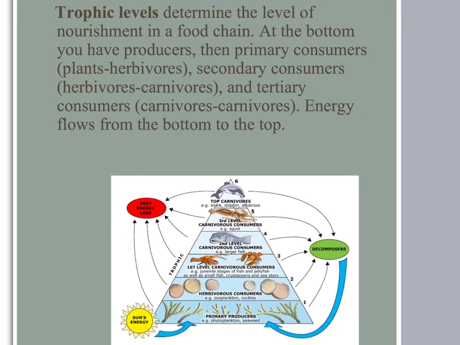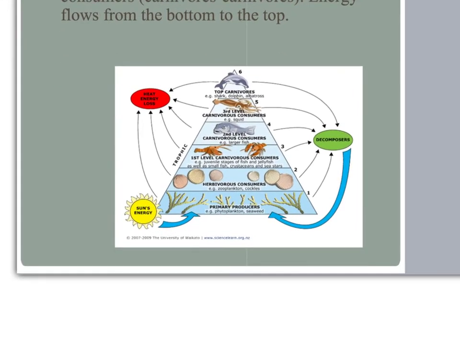Trophic levels. Remember I said trophic means energy? They are going to determine the amount of energy in a food chain. Always, always, always at the bottom we have producers. Producers are the biggest source of energy. Producers get their energy from the sun. So that is the biggest deal there. They get their energy from the sun.